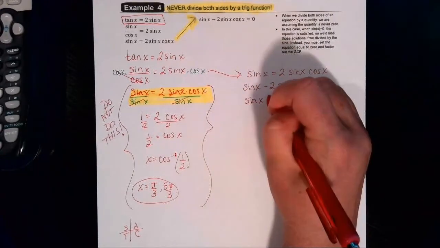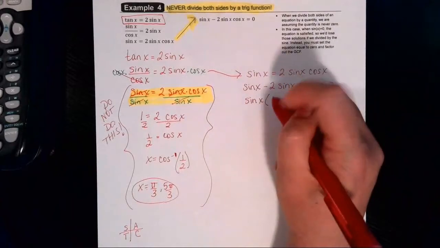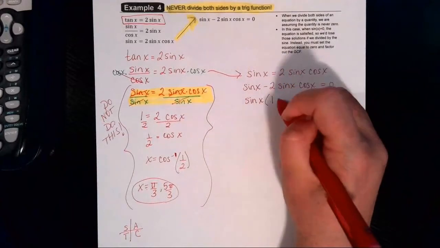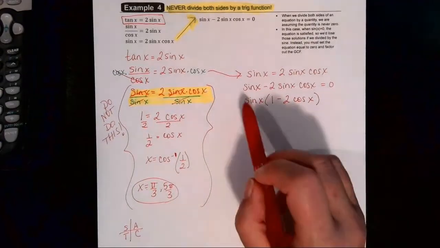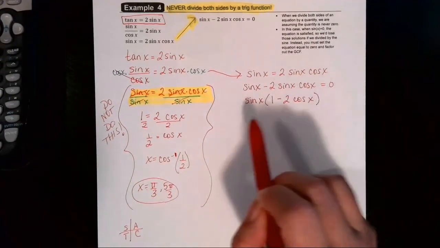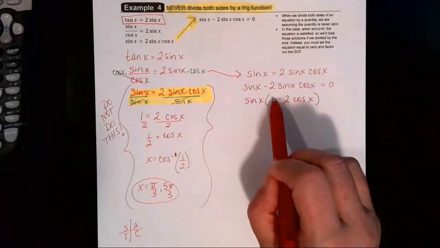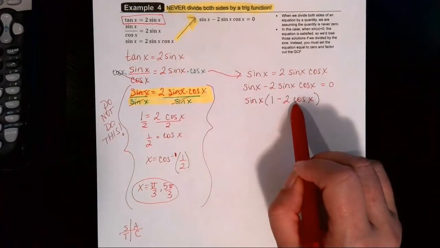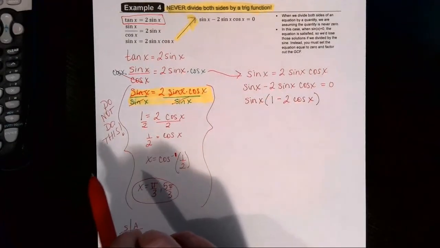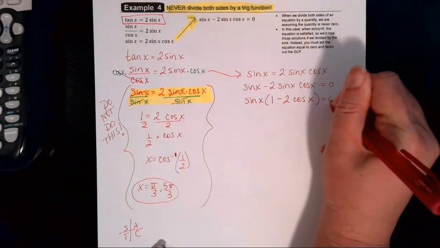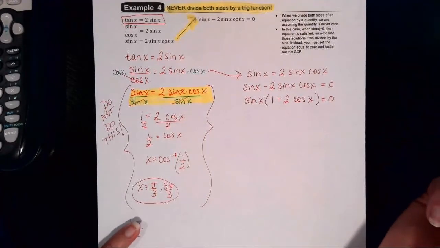So sine of x, if that's the greatest common factor, that's going to leave a 1 minus 2 cosine of x in the parentheses when we factor it to the front. And we can verify that by distributing to see how we get back to where we started. See, if we distribute sine of x times 1, we get sine of x. Sine of x times negative 2 cosine of x gets us back to that minus 2 sine x cosine x. So that's what it looks like to pull out a GCF to the front when you're doing it with a trig function.